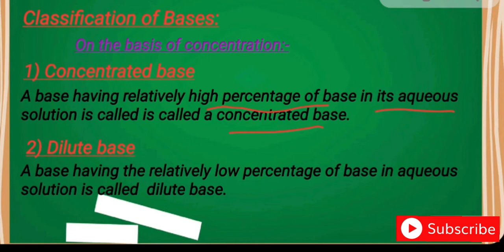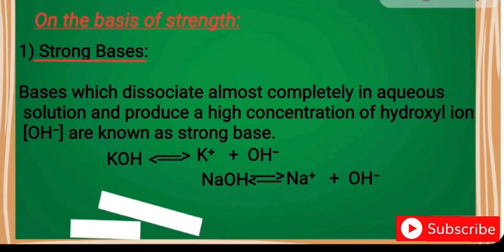And what is a dilute base? A base having a relatively low percentage of base in its aqueous solution is known as the dilute base. On the basis of the strength, bases which dissociate almost completely in the aqueous solution and produce a high concentration of hydroxyl ions are known as strong bases, for example KOH.